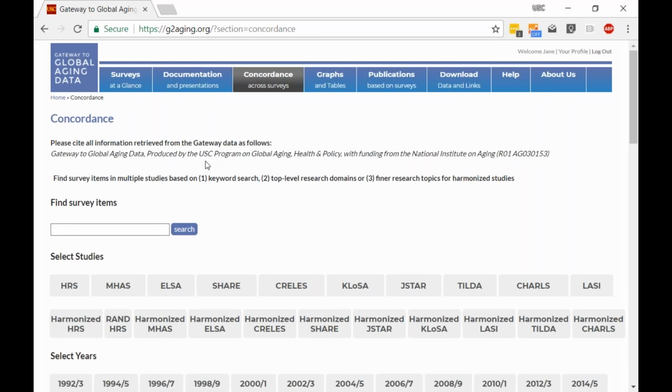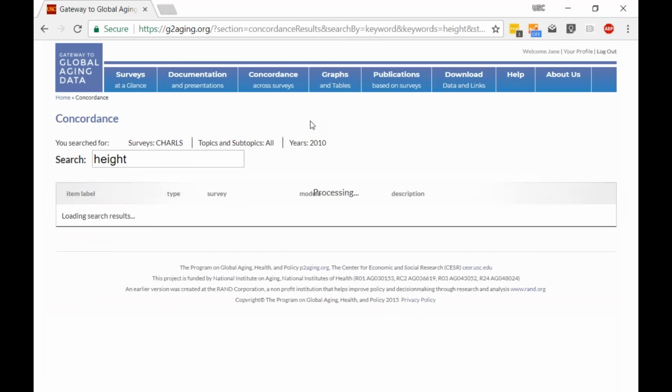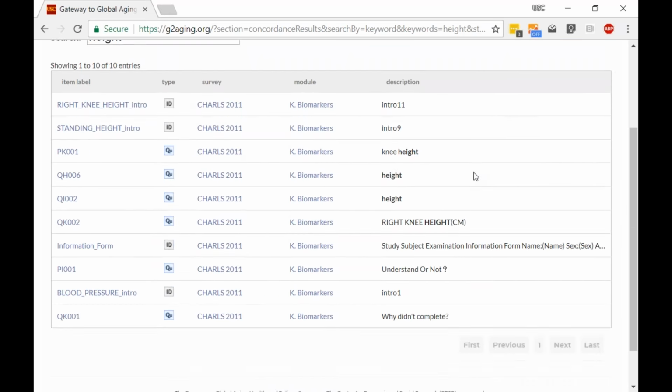So for instance, let's say that we're interested in searching for a height variable, and we're doing our analysis looking at CHARLS. So we click on CHARLS. Once we click on CHARLS, you can see that we have options here of which years we have data for CHARLS. So we can say CHARLS 2010, and we can search that. And what you can see is that immediately we get a list of questions which relate exactly to the knee and height. And you can see there's several ones of them here.